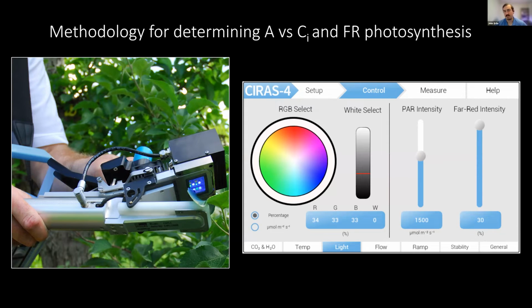So throughout this presentation, we changed the far red intensity, but we kept the total photon intensity the same at 1,000 micromoles. And I'll tell you a little bit about that in a moment.